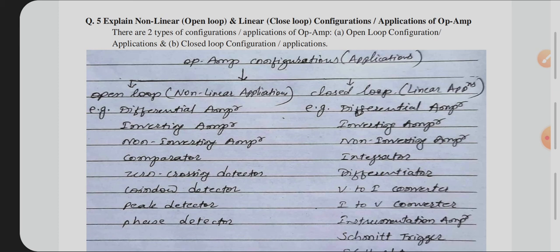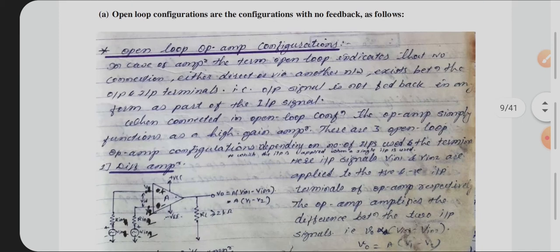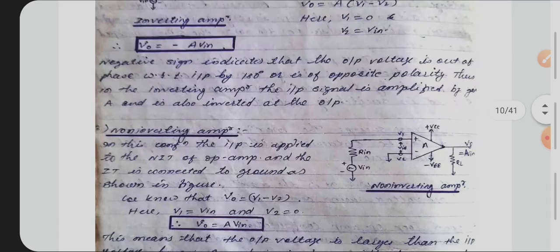In all types of amplifiers, we use negative feedback to control the gain, and in all types of oscillators there is a positive feedback. So in this video we will focus on the linear applications of op-amp, that means closed loop applications of op-amp. For example, inverting amplifier, non-inverting amplifier, then summing amplifier, difference amplifier, and instrumentation amplifier. So let us start with the first type of application.